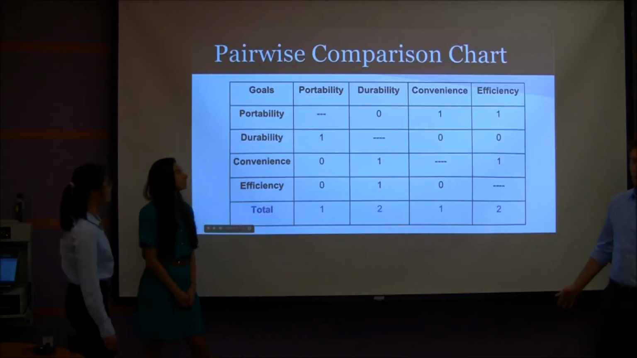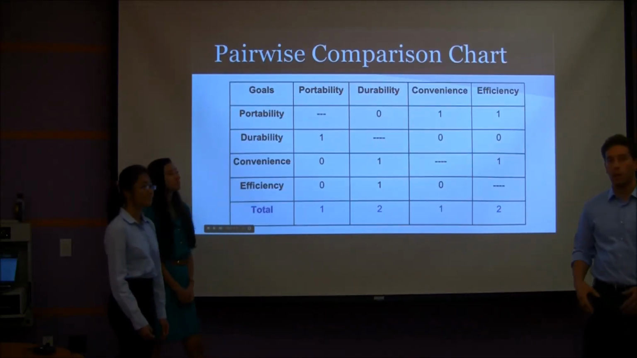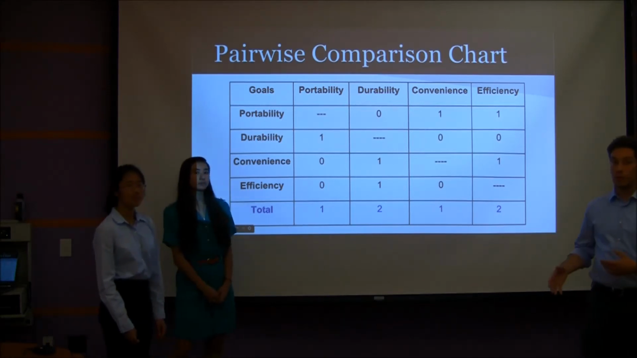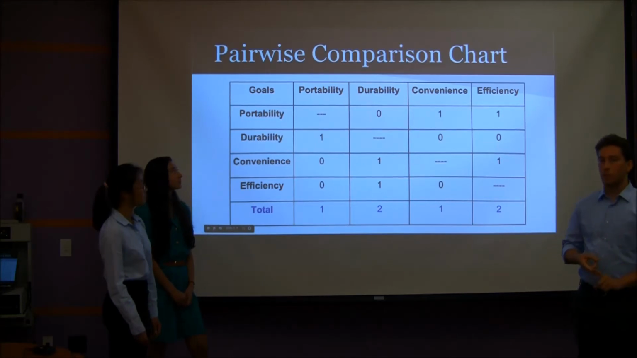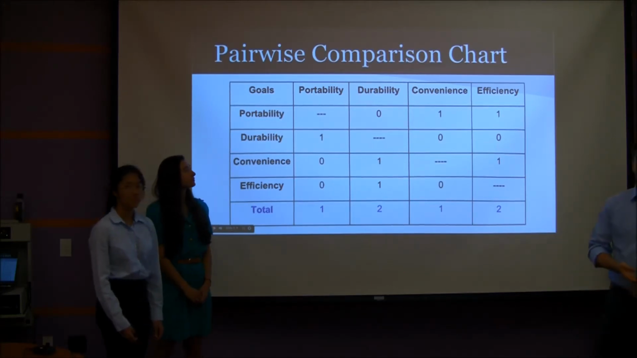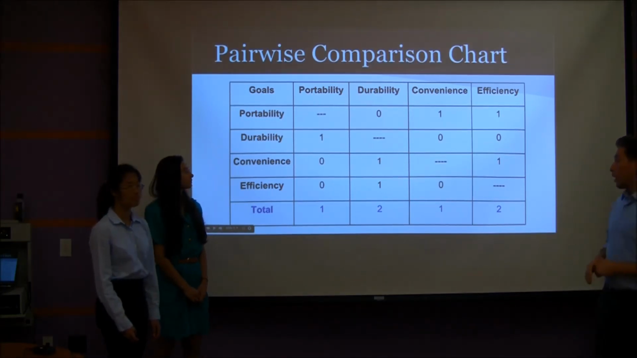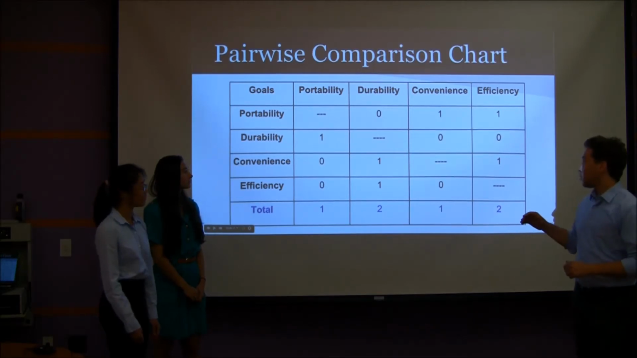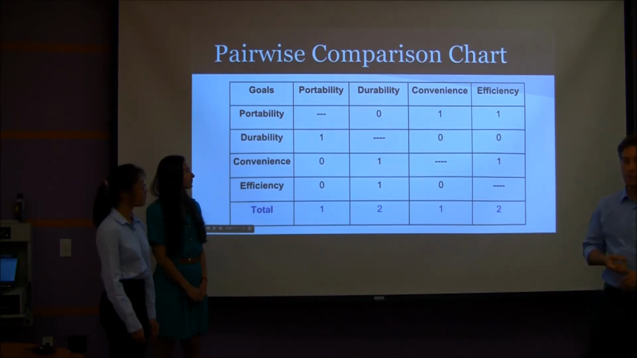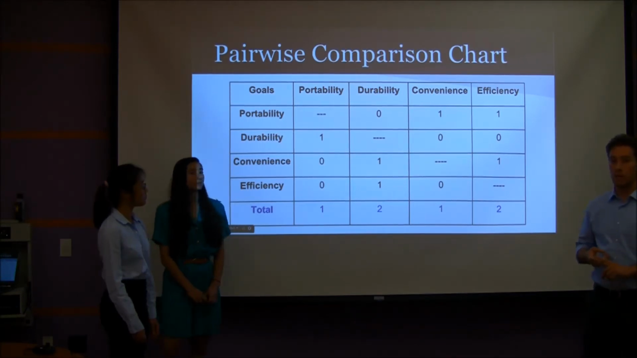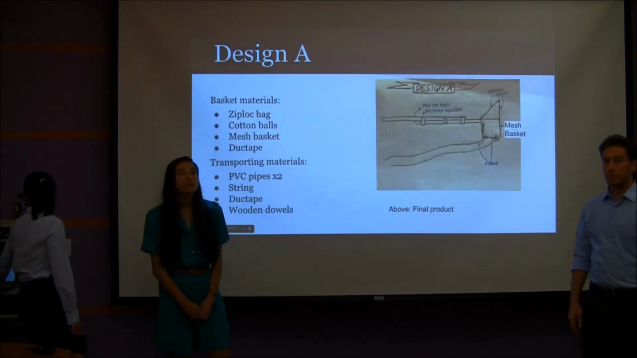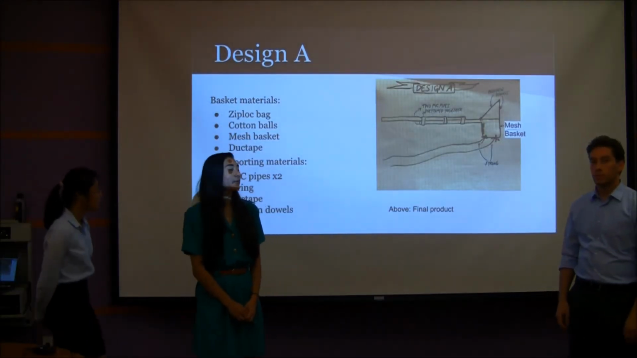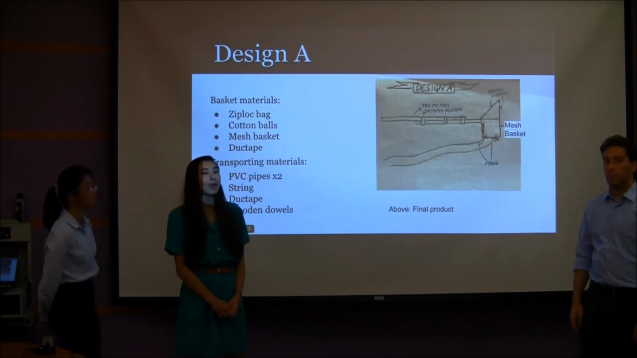So our pairwise comparison chart is how we decided what areas of the design we wanted to focus on. We compared 4 different areas: portability, durability, convenience, and efficiency. We compared them to each other and then ranked them. And we concluded that durability and efficiency were the 2 most important aspects of our design, and those are the aspects that we will be focusing on when we build the device. So with all this information, we were able to come up with 3 different designs as a team.